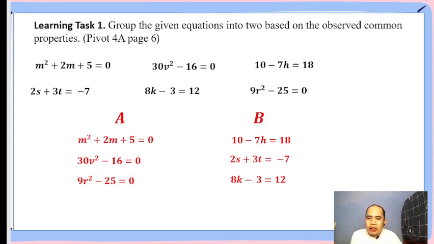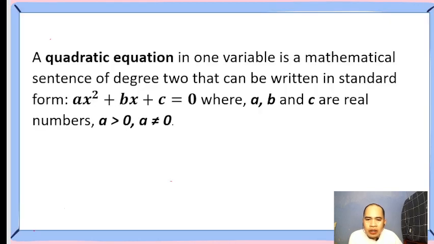Now, what is quadratic equation, class? It is already discussed sa separate video po natin. So, babalikan lang natin for ng kaunti. So, a quadratic equation in one variable is a mathematical sentence of degree 2 that can be written in standard form ax squared plus bx plus c equals 0, where a, b, and c are real numbers, and a is not equal to 0.